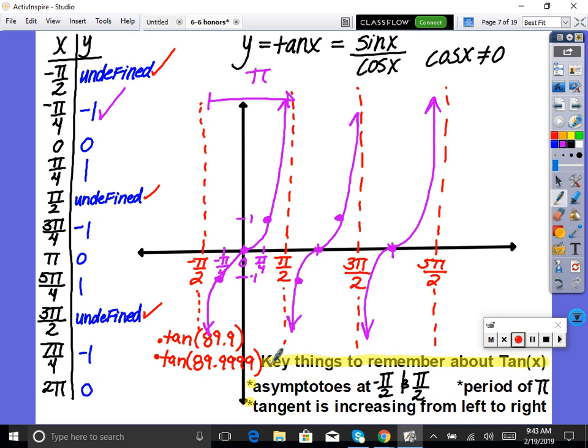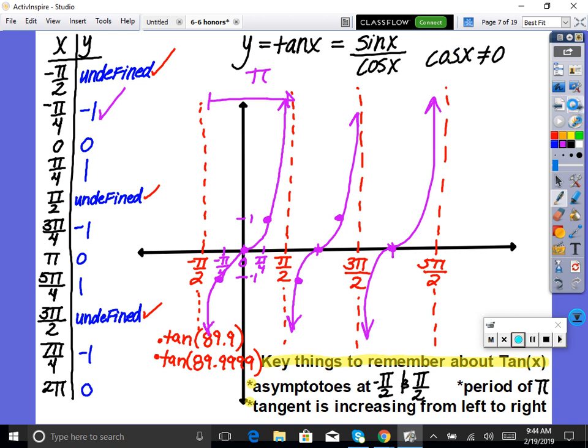Then what I want you to notice is the 0 will always happen exactly in between. And then tangent is increasing. So once again, you're going to go halfway between the 0 and the asymptote, go down to the amplitude, halfway between the 0 and the asymptote, and go up to the amplitude, and then just connect our dots. So noticing those key features is really going to help you.